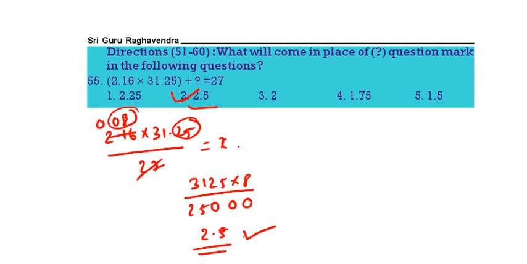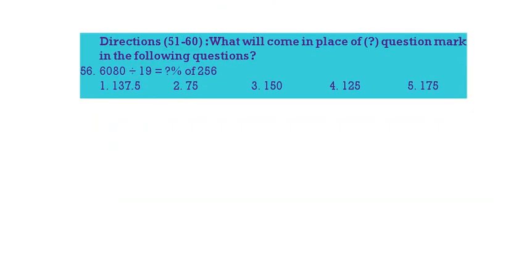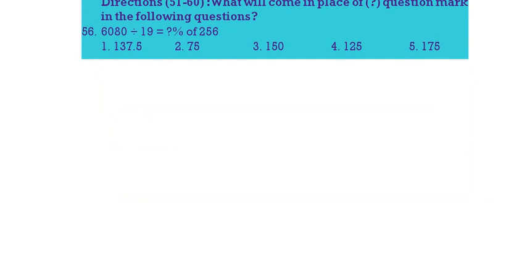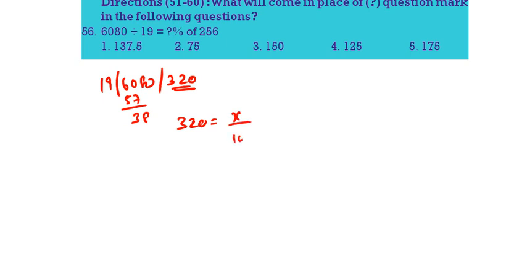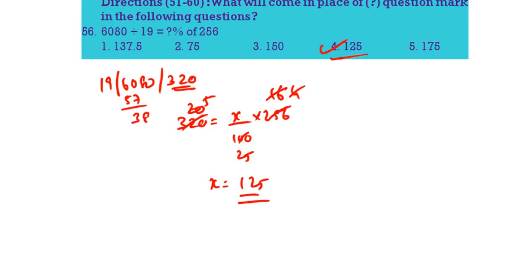See the next question, 56th question. 6080 divided by 19. 19 3 is 57, 19 2 is 320. 320 is equal to x by 100 into 256. 16 16s, 16 20s, 4 4s, 4 25s. Now how much we are going to get? So 4 1s, 4 5s. So x is equal to 125. 125 is the correct answer.